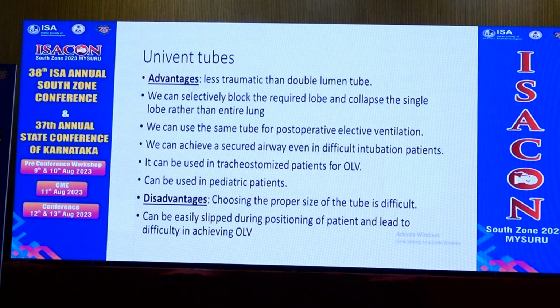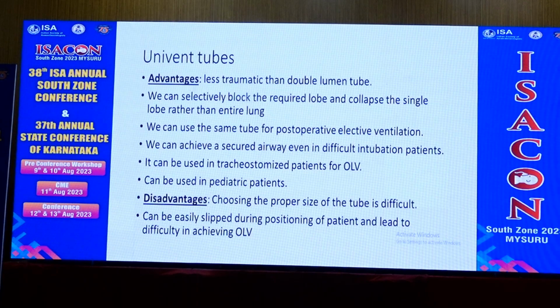As you have seen, double-lumen tubes are available from size 26 only, which is not so comfortable for pediatric patients, but these univent tubes are available in pediatric sizes also. What are the disadvantages?